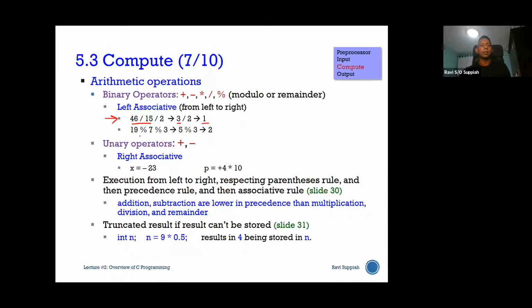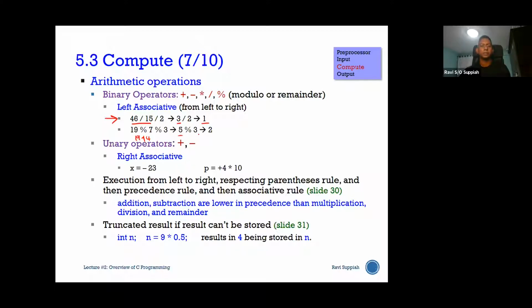Okay, the modulo or remainder is using the percent sign. So in this case, 19 % 7. Basically, the closest multiple you can get without exceeding 19 is 14. Correct, 7 times 2 is 14. So 19 minus 14, you get 5. So the remainder is 5.